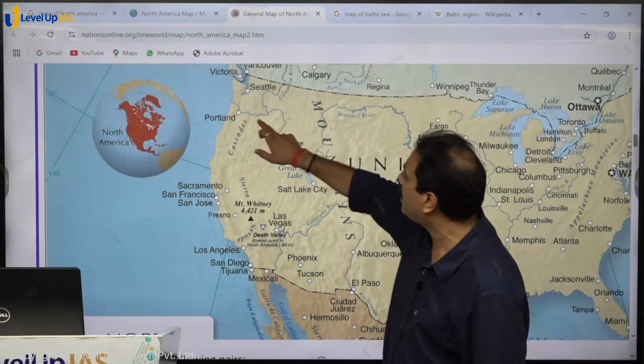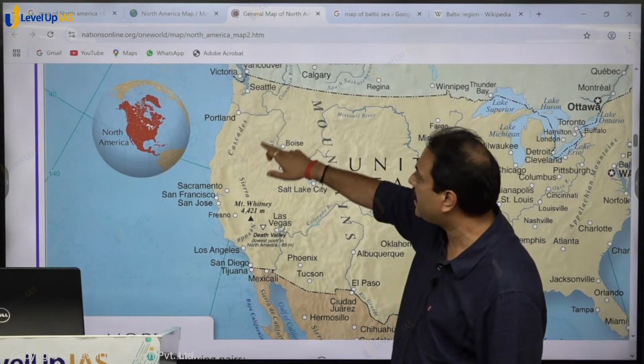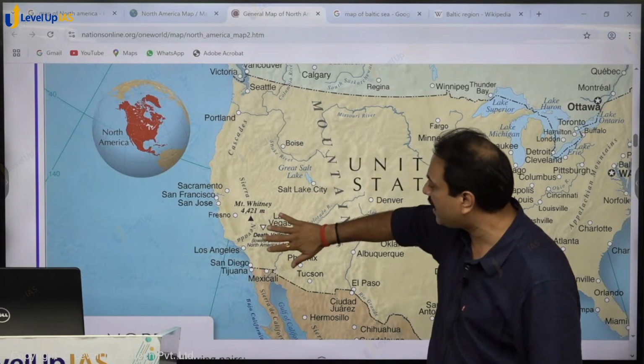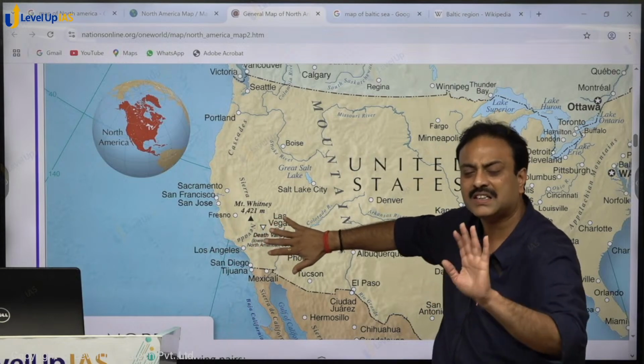Here you are having river Columbia. Columbia is having a tributary Snake. This is called as Columbia Snake Plateau. This is called as Colorado Plateau. Just listen to it once.